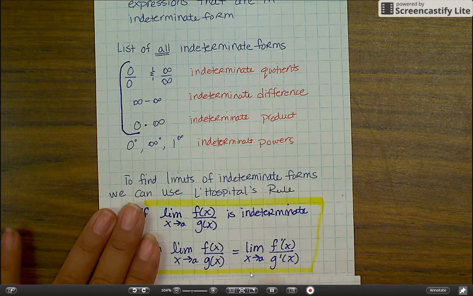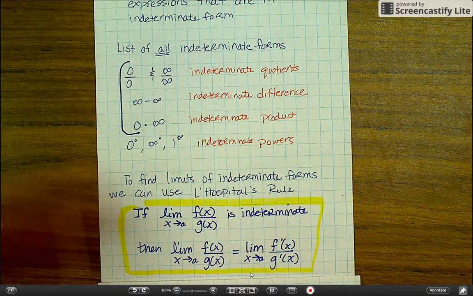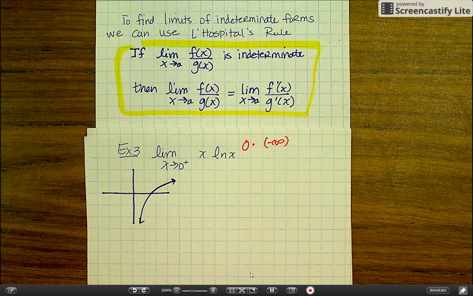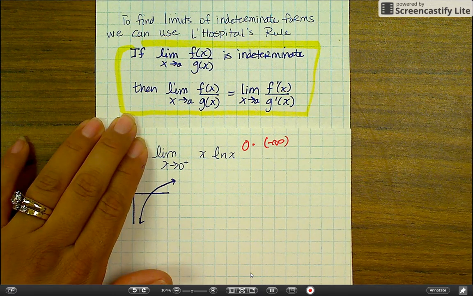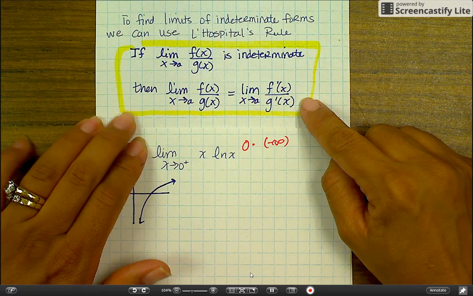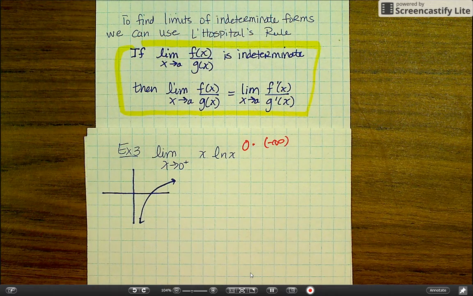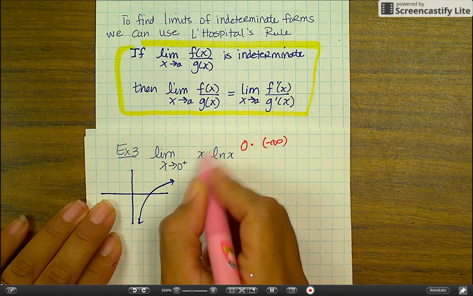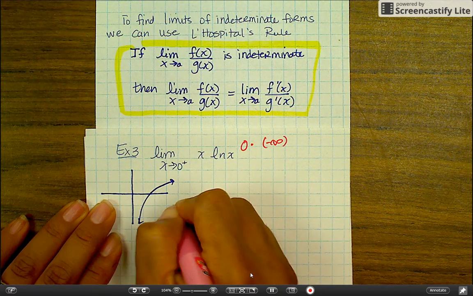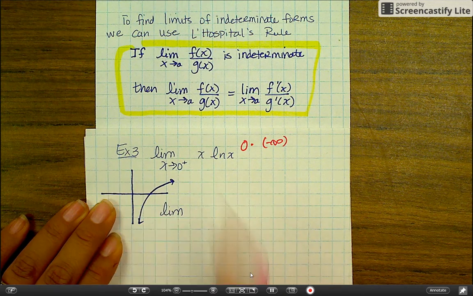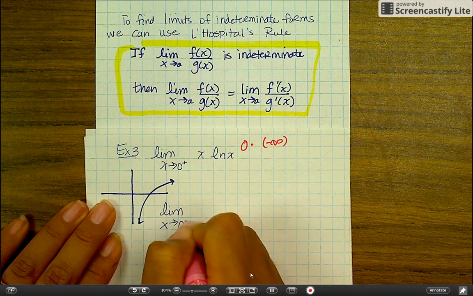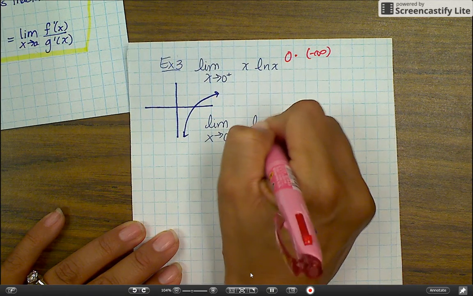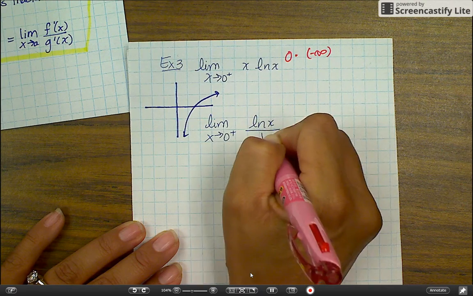So this is an indeterminate product, which therefore we get to use L'Hopital's rule because that's an indeterminate form. The only problem is that we have to get this in fraction form, which it's not right now. So how do we do that? Well, I can take the reciprocal of one of these and put it in the denominator. So I'm going to do this: limit as x goes to 0 from the right of natural log of x divided by 1 over x.